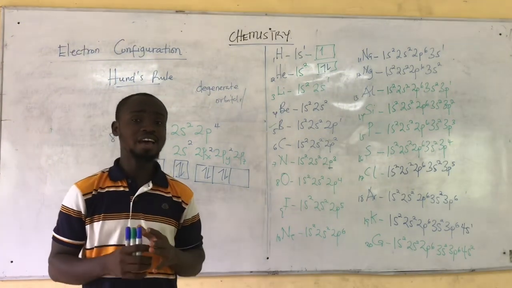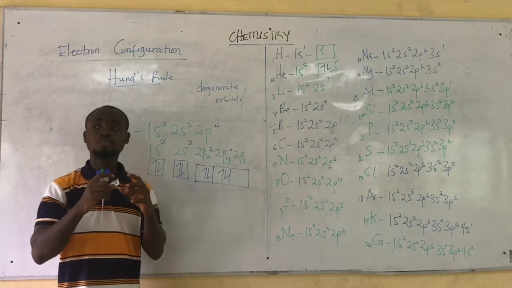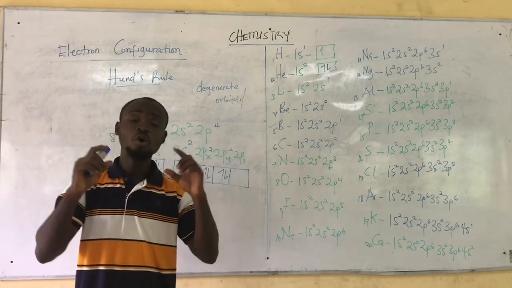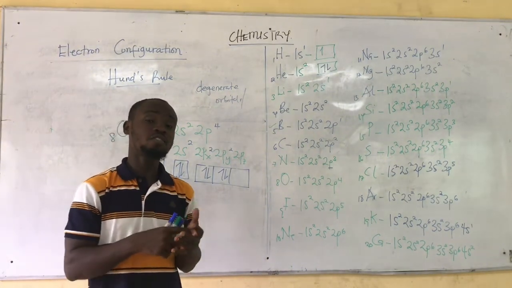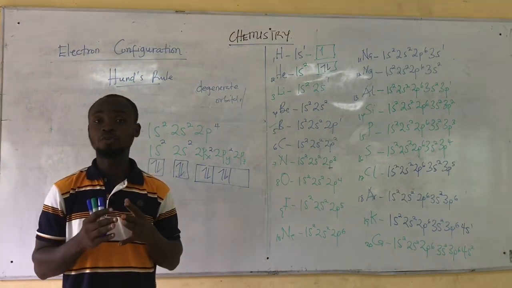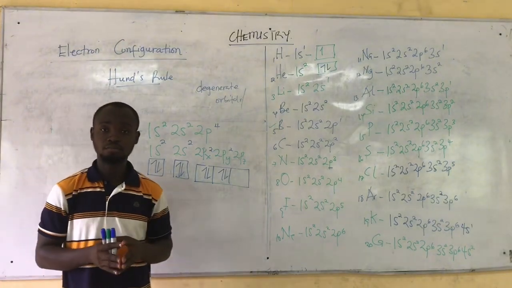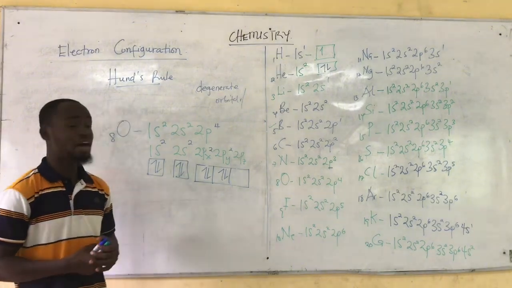And the last one is Hund's rule, which talks about degenerate orbitals. Once you are filling degenerate orbitals, orbitals with the same energy level, or orbitals with the same n and l values, we singly fill them first with a parallel spin before double filling them with their opposite spin. So that is electronic configuration using quantum ideology.